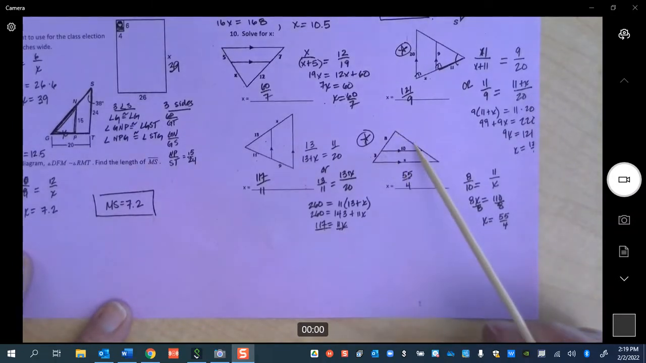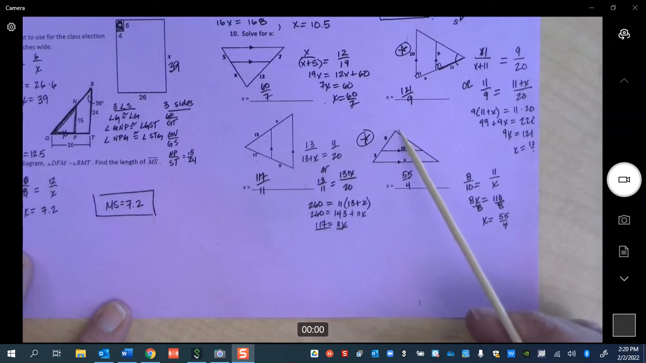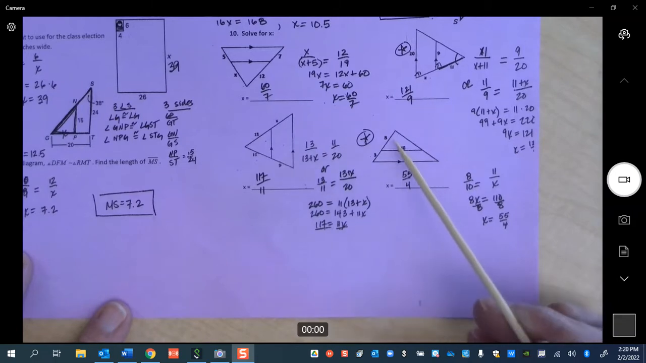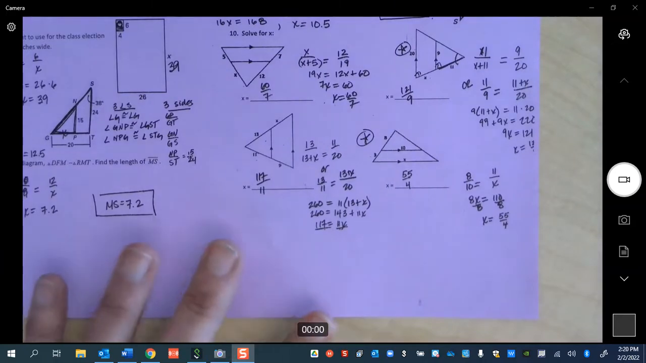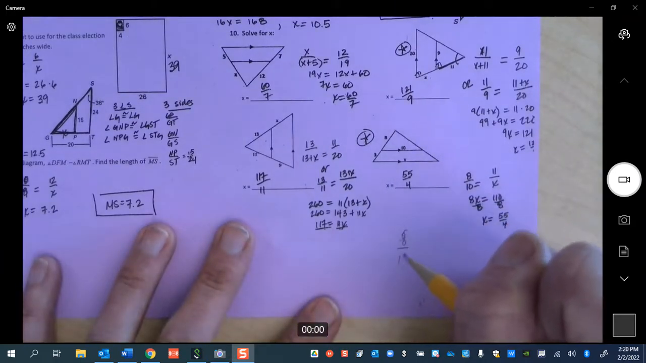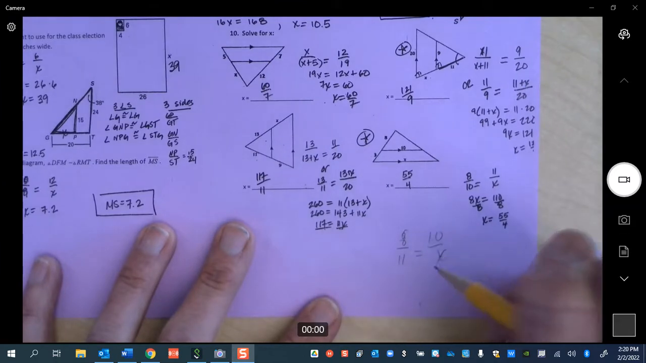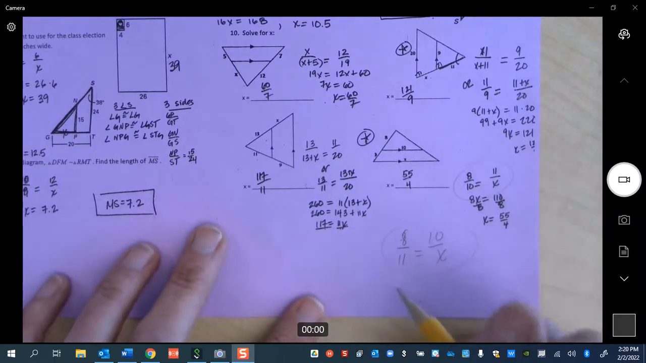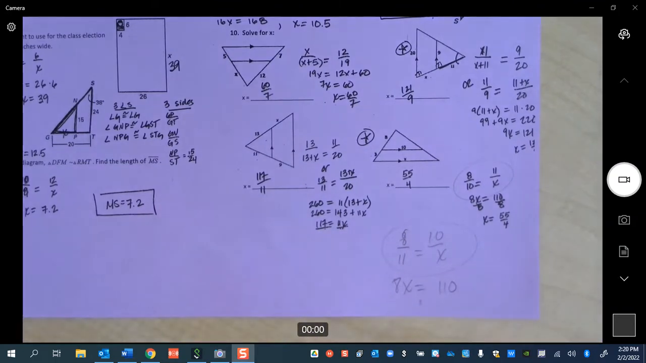So take a look at this triangle here. This triangle here has sides 8 and 10. This triangle here has sides 11 and x. I compare 8 to 10 as 11 to x. I could have also written this as 8 to 11 and 10 to x. So if I had wanted to write this proportion as 8 to 11 is the same as 10 to x, both of these proportions are good because they both have me multiplying across the equal sign. 8x is equal to 110. So there's two ways that you can write every story.